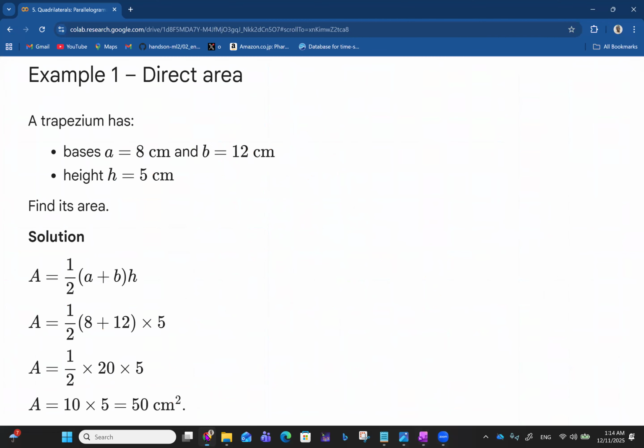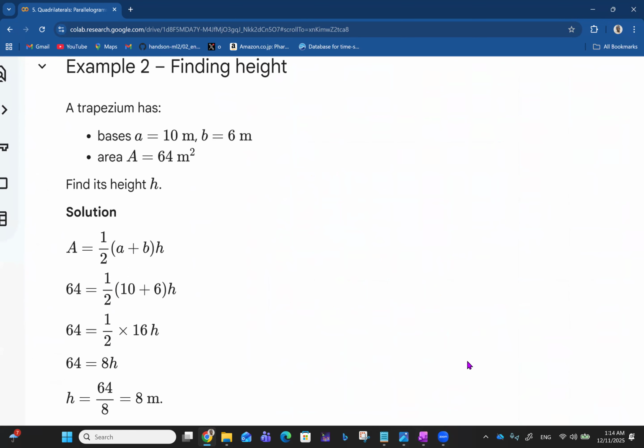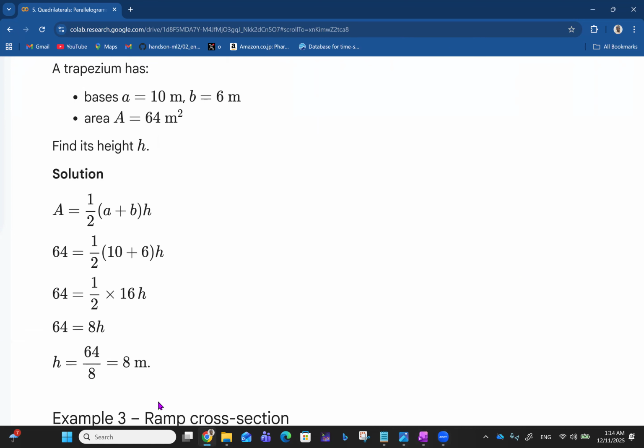You can also find the height if you have other information that can help you get it. So, a trapezium has bases A 10 meters, B 6 meters. The area is 64 meters squared. Find its height. So the solution: area is half into A plus B times height. So area is 64. That's half into 10 plus 6 times the height you're looking for. So 64 equals 1 over 2 into 16H, since 10 plus 6 is 16, times height. So 16 over 2 is 8. So 64 is 8H. So H is 64 over 8, which is 8 meters.